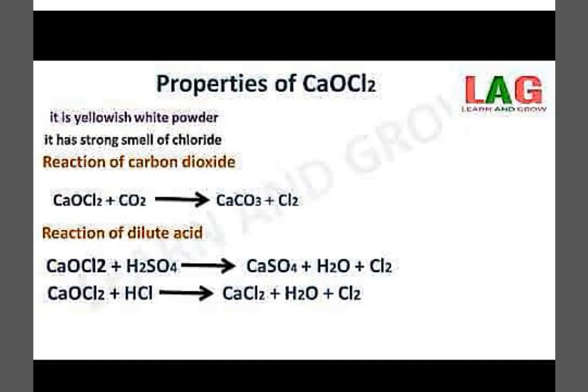Now the reaction with carbon dioxide: when calcium oxychloride, that is the bleaching powder, reacts with carbon dioxide, it forms calcium carbonate with chlorine. Calcium carbonate is also called limestone or marble in general. This is another chemical property, or you can say the action of air. When exposed to air, it gives the smell of chlorine, because carbon dioxide present in the air reacts with the bleaching powder and liberates chlorine, as you can see in the given reaction. So the reaction of carbon dioxide is actually its action of air.